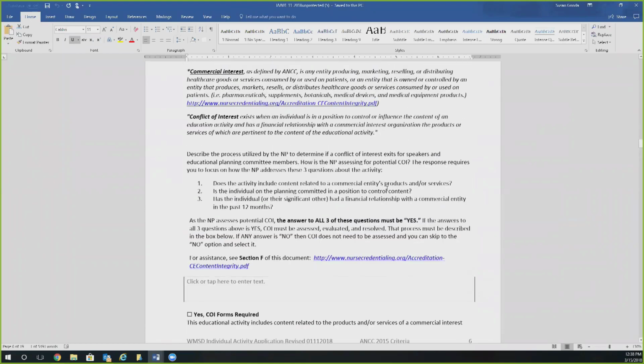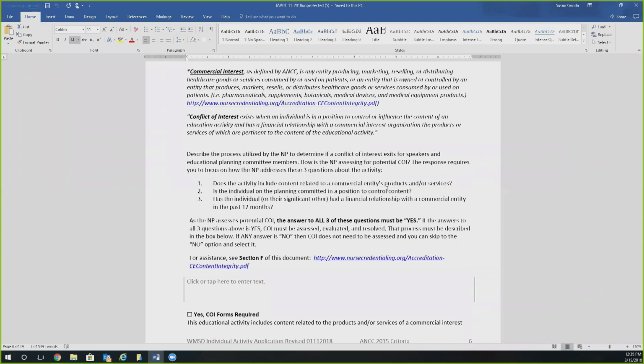But now let's go back. If it turns out that the content might relate to a product or service of a commercial entity that could be used on patients, does that individual or their significant other have any financial relationship with the commercial entity in the past 12 months? If the answer is yes, then you must go on to question number 3: is the individual on the planning committee in a position to control content? If the answer is yes, then you need to go through the conflict of interest form and resolve the conflict.